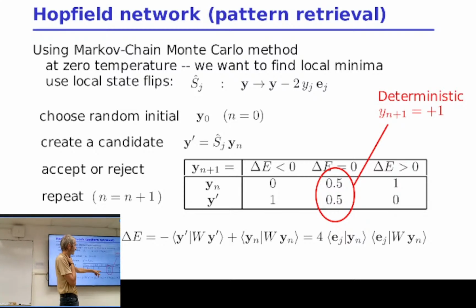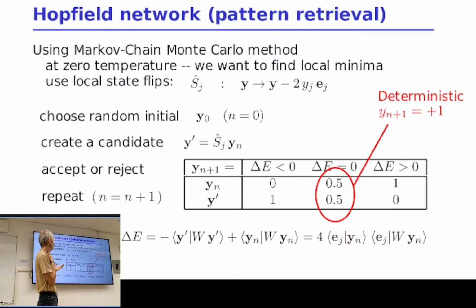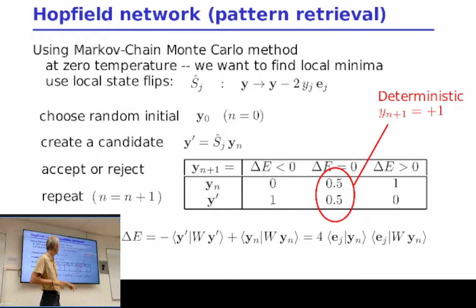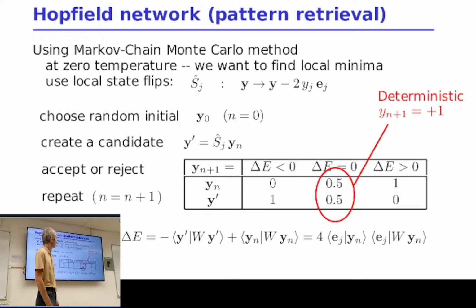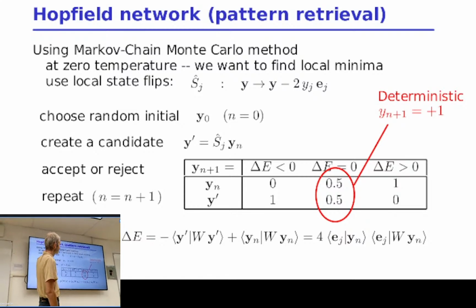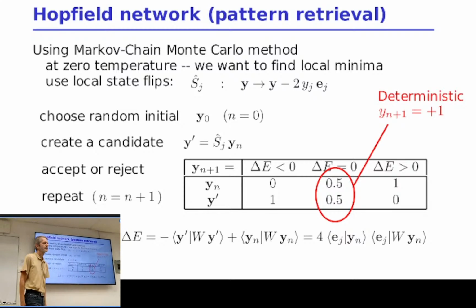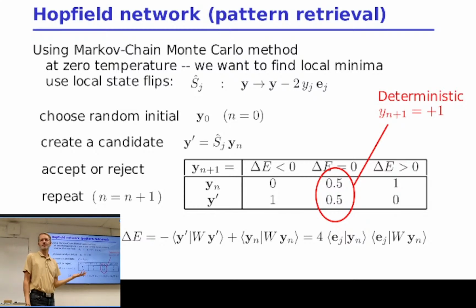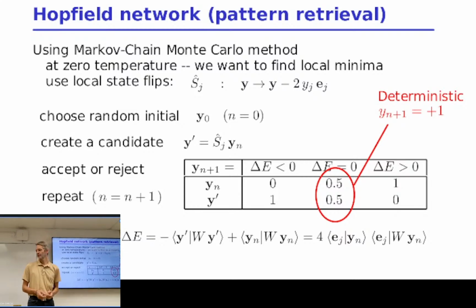Now there are cases when the energy change is just zero, and then one way of the method is to decide at random whether you accept that change or not. In the artificial intelligence community, it's more common to always do the change in such a case. But this will essentially produce the same result.